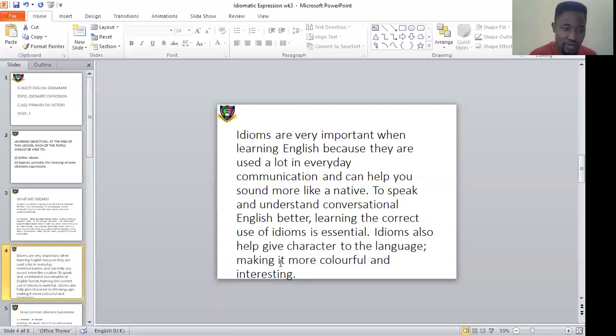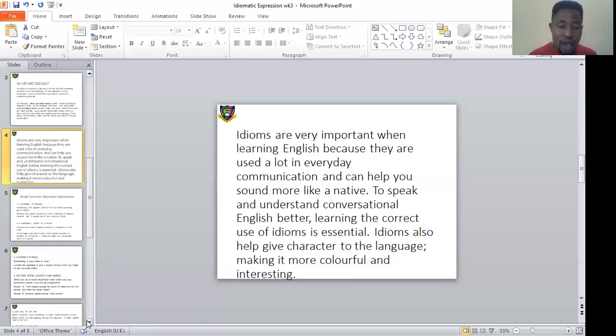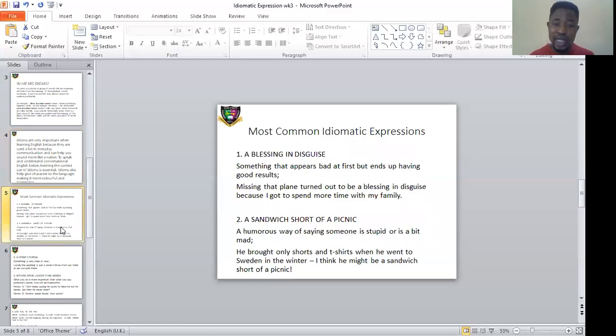Let's move further. I have about 150 most commonly used idiomatic expressions. Although I'm not going to give all 150 here in this class, I have uploaded the notes on the platform, so you can access them and see the A to Z of commonly used idiomatic expressions, about 150 idioms. So look at this, most common idiomatic expressions.